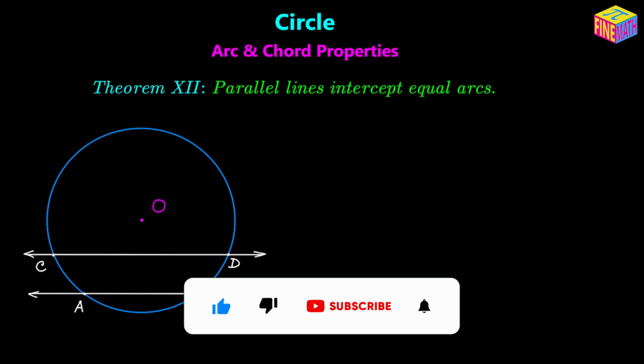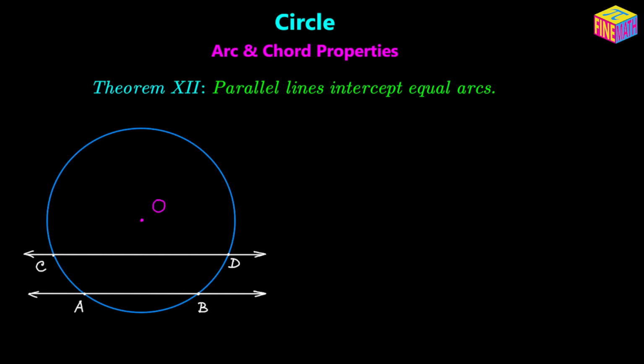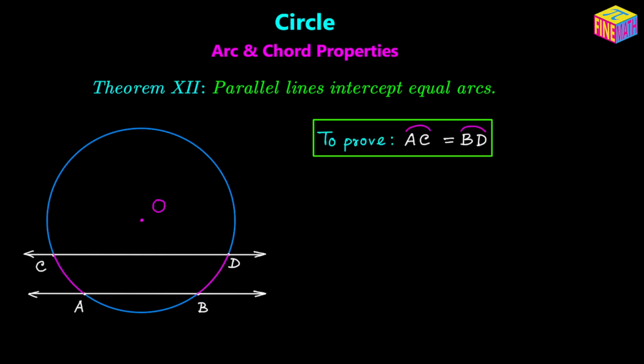The lowermost line intersects the circle at points A and B, and the other parallel line intersects the circle at points C and D. And according to this theorem, we have to prove that the arc length AC is equal to the arc length BD. Let's get started with the proof.